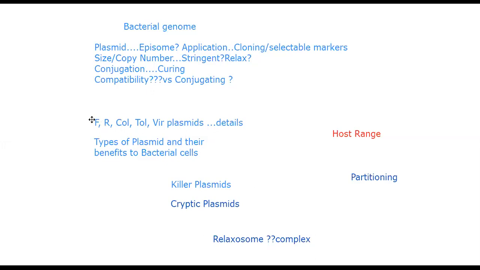Depending upon the type of plasmid present in a bacterial cell, they will give different types of benefits to the bacterial cell and allow it to survive in certain circumstances. For example, if the bacterial culture is treated with some kind of antibiotic, or the environment has heavy metals, for example, mercury, these plasmids, which are called resistance plasmids, help bacteria to survive in these unfavorable conditions.